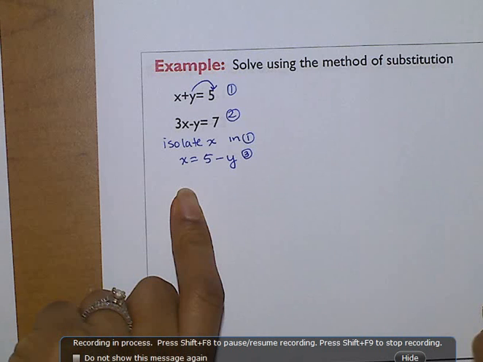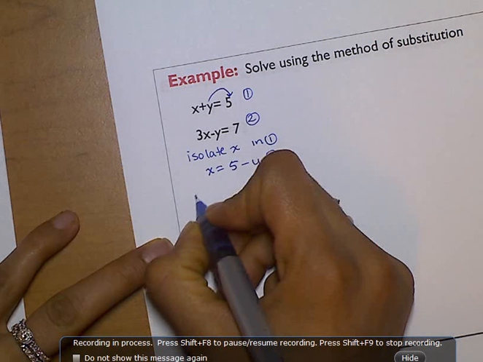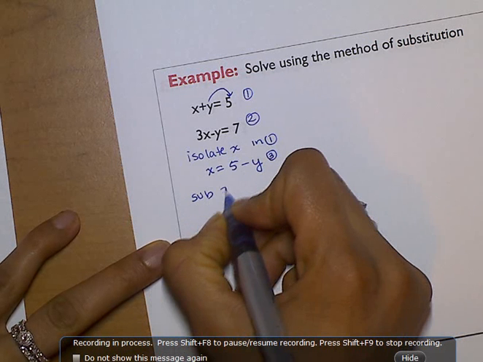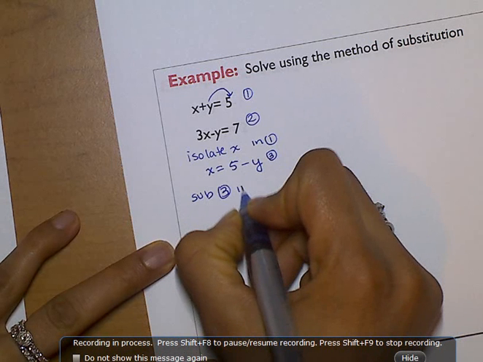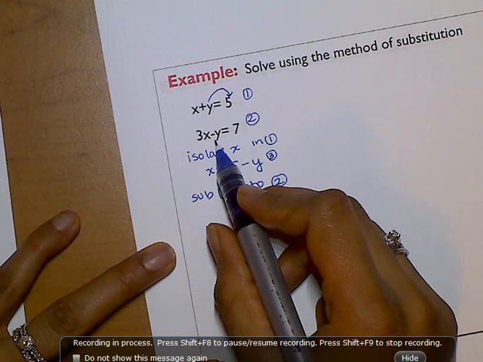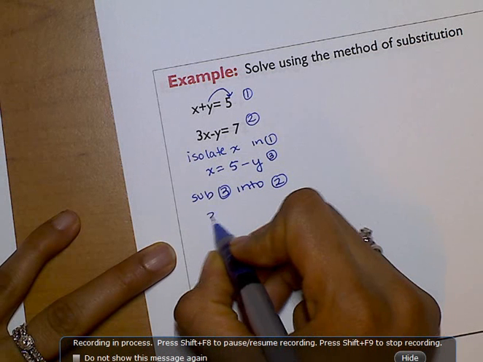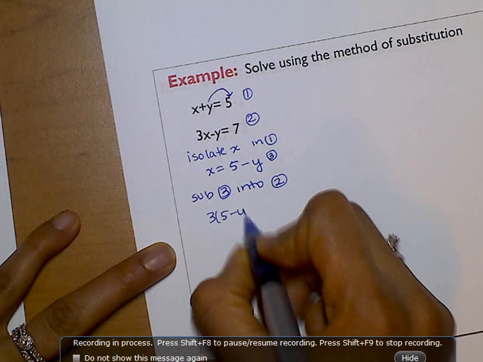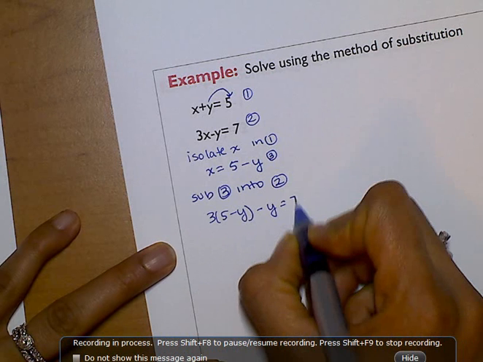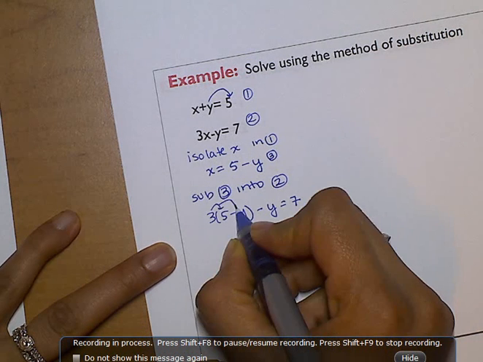I'm going to write that down. So sub equation 3 into equation number 2. So anytime I see an x in equation 2, I'm going to substitute that in as 5 minus y. So I have 3 times 5 minus y equals 7. I'm going to solve for y here. So I'm going to distribute 3 inside. So that's 15 minus 3y minus y equals 7.